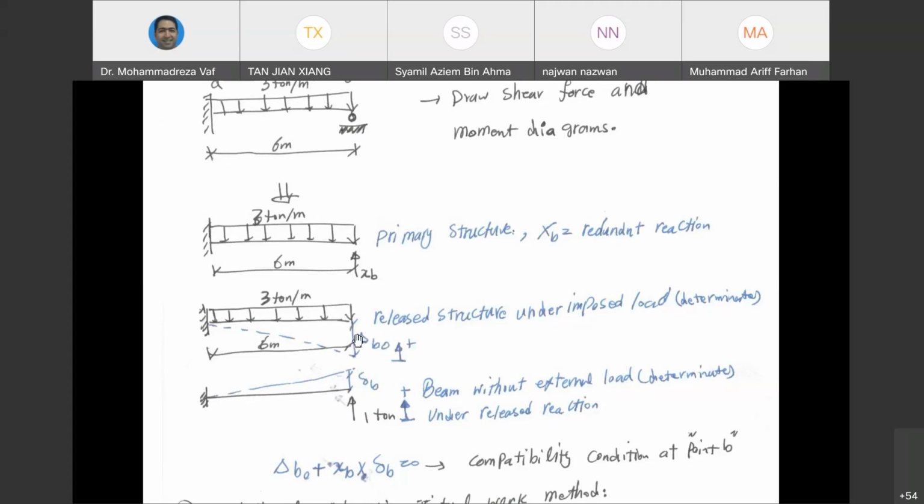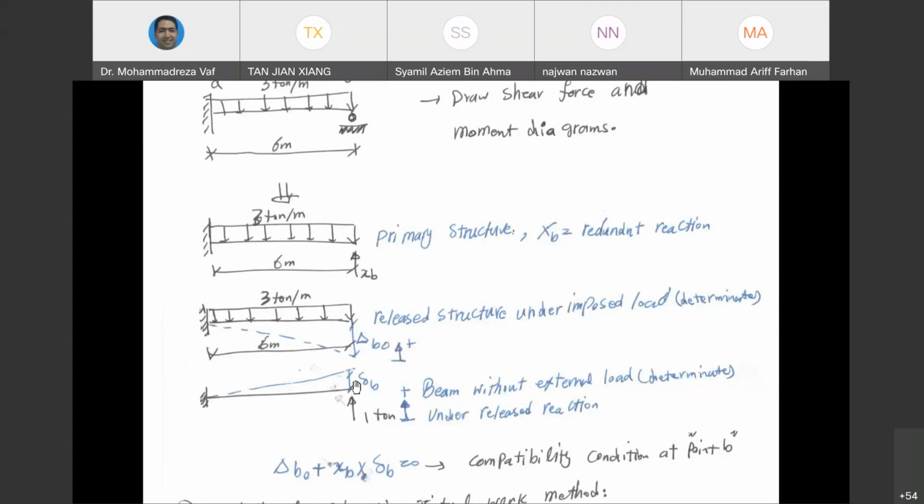Meaning, if I want to calculate delta VO, I first need to analyze this structure and get the bending moment, and then I need a second structure without this external load, apply a unit load to that location and get the bending moment. That structure gives us M bar, this structure gives us M, and we put them inside our integral and get delta VO.